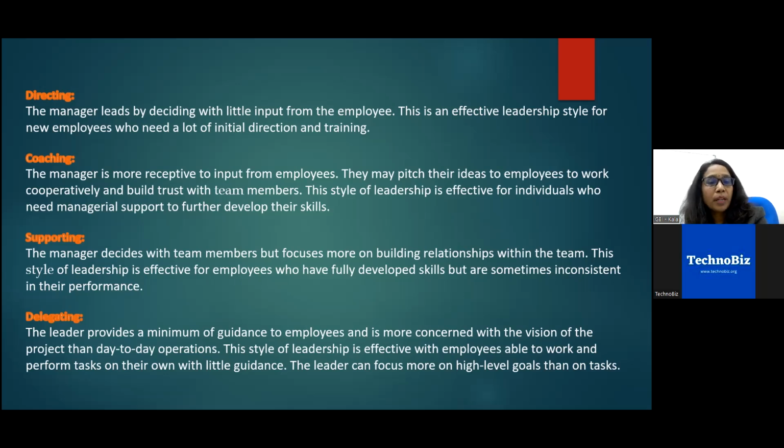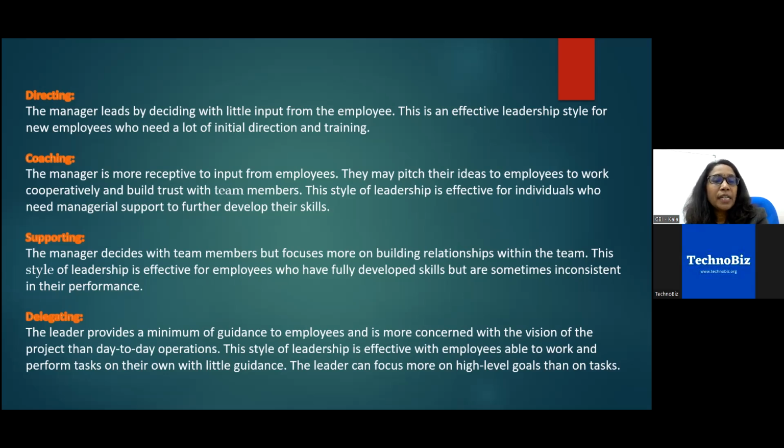Okay, next is supporting. Managers also decide with the team members, but they focus on relationships within the team. That's what I said, relationship is very important. Build a relationship by giving them support when they need it.